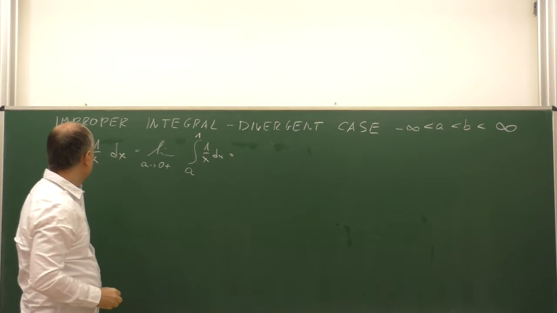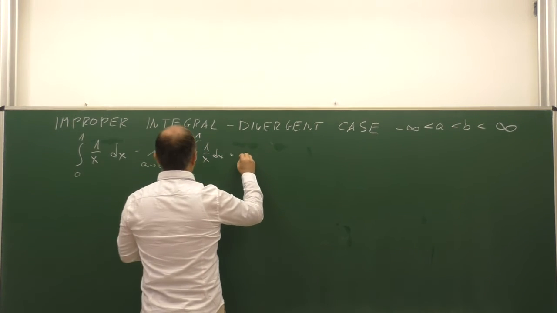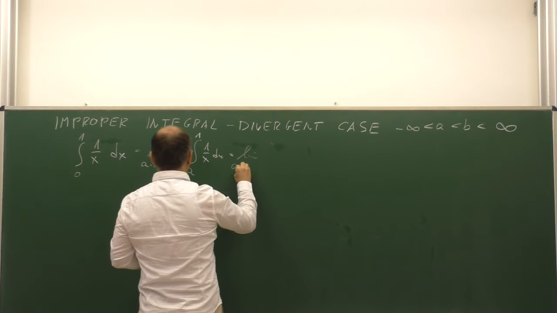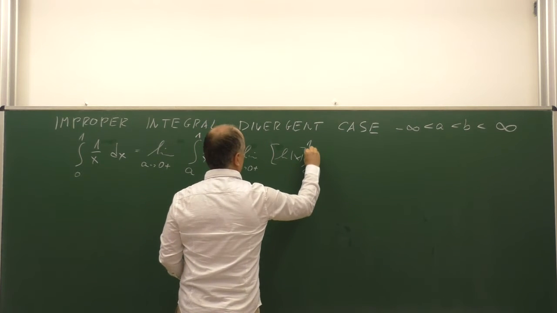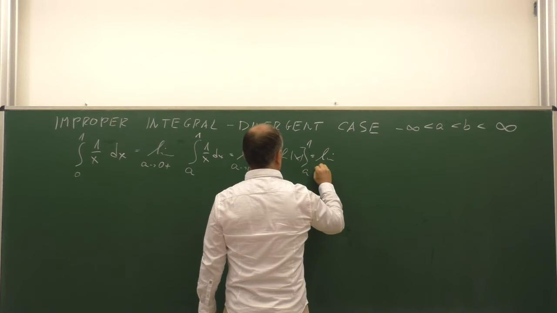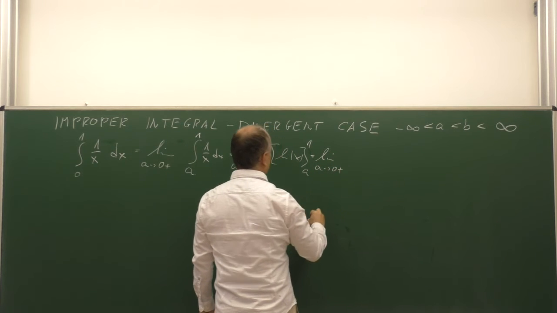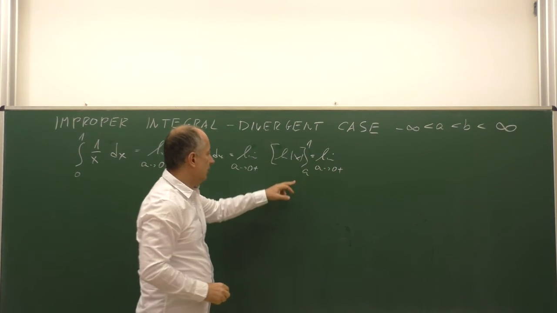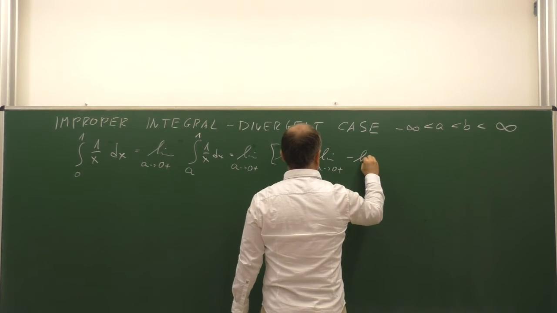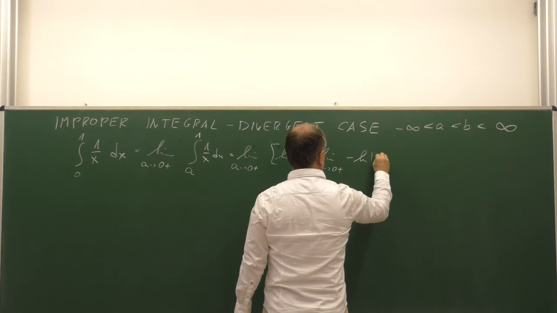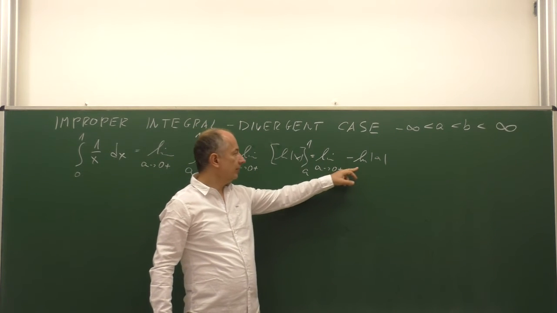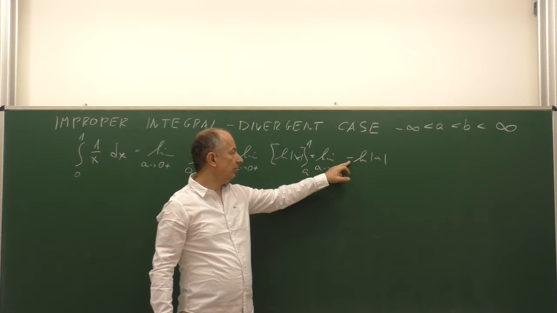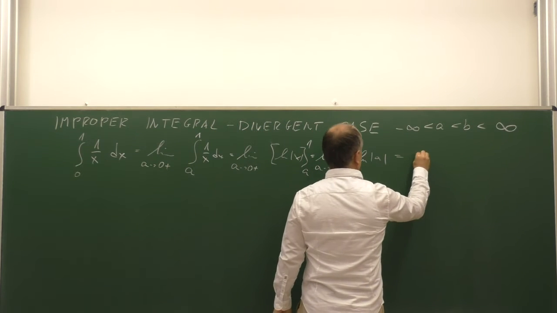Copy the function 1 over x dx. Now we find the antiderivative, so we have limit for a approaching 0 from the right, logarithm of x from a to 1, which is limit for a approaching 0 from the right. Logarithm of 1 is 0 minus logarithm of a. But as a approaches 0 from the right, logarithm goes to minus infinity, and minus logarithm goes to plus infinity.